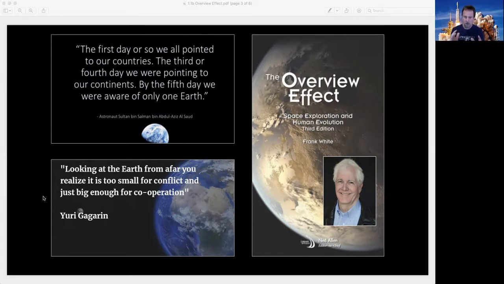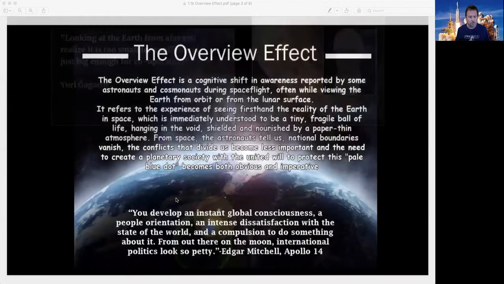This got codified as the overview effect by Frank White. Here on the right-hand side is a picture of Frank White's book, Space Exploration and Human Evolution, and he coined the term the overview effect. Now, Frank White is going to be our first visiting speaker, and he's coming, I believe, on the 9th of February. So that's going to be really quite a joy. He's very articulate about this and very passionate about it. He's dedicated his life to it.